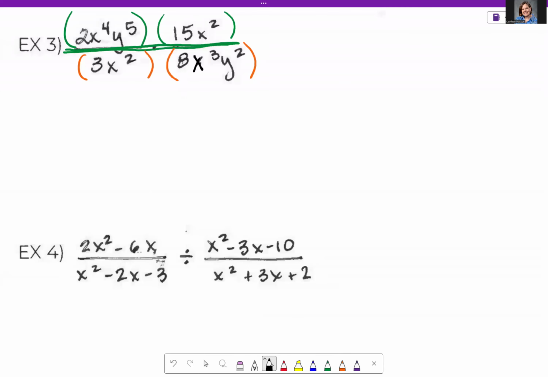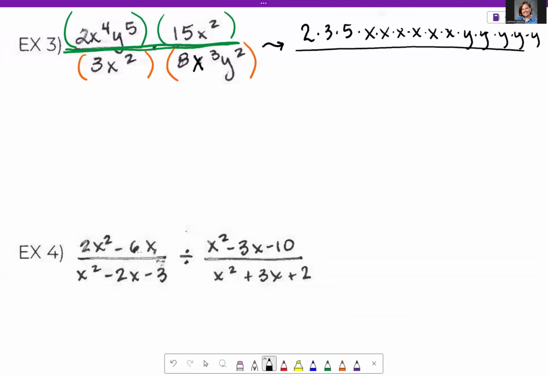I'm going to rewrite this grouping like terms. So I'll put the numbers together. I have 2 times 15. 15 is 3 times 5. And I have x to the fourth, which is 4 x's multiplied together. And I have x squared, which is 2 additional x's multiplied. And I have y to the fifth, so 5 y's multiplied by each other. This is my numerator, expanded, factored.